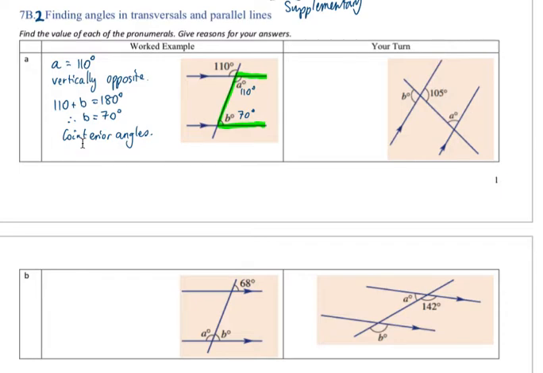So pause the video. We're doing the your turn now on the right. Can you sketch out the diagram in your book, see if you can find the B and the A, and then press play to see if you got the answer correct.